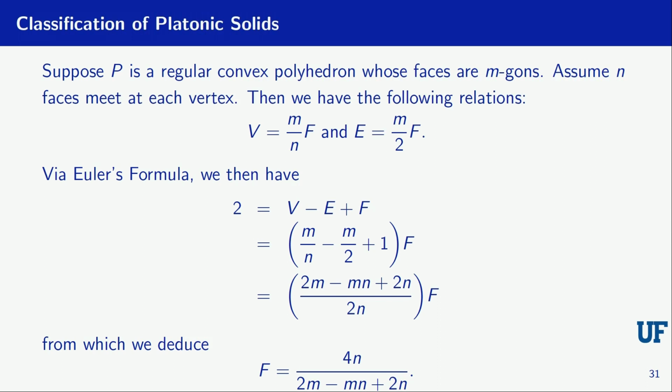And assume that you have n of them coming together at a vertex. So for example, for a cube, m is 4, because I've got squares, and n is 3. Three of them come together. Okay, so then here are the relations.